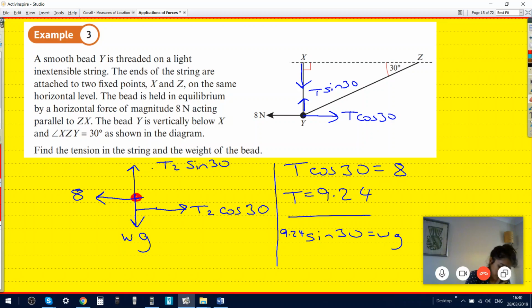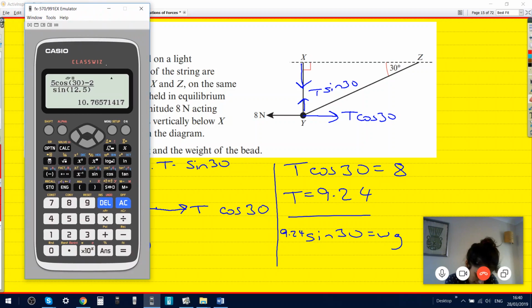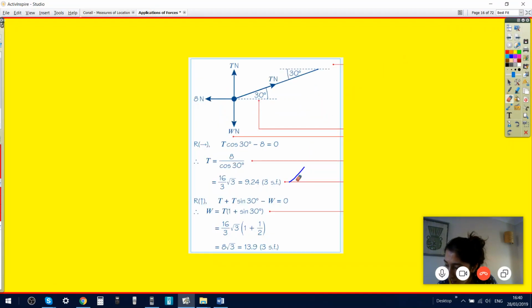Oh, that does not work out. I've just got a really weird number. Let me try it without the 9.8 and see what we get. 9.24 sine 30 minus WG, so 9.24 sine 30 divided by 9.8. What's the answer? 13.9. Where are we going wrong here? There's some next level stuff.